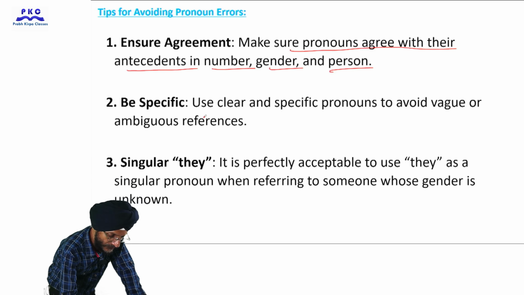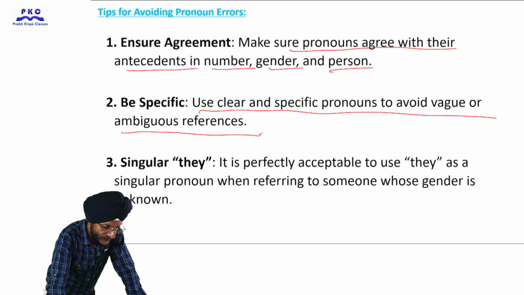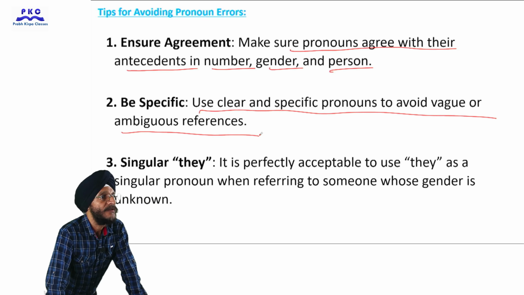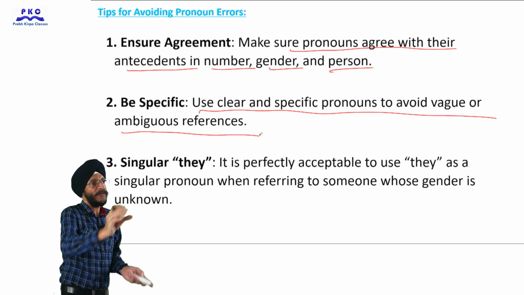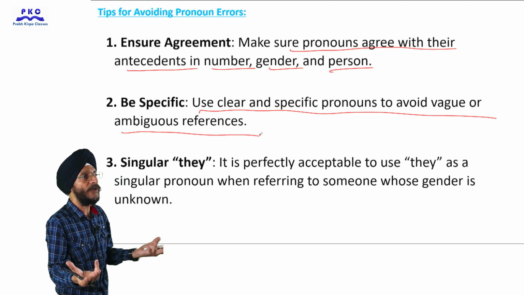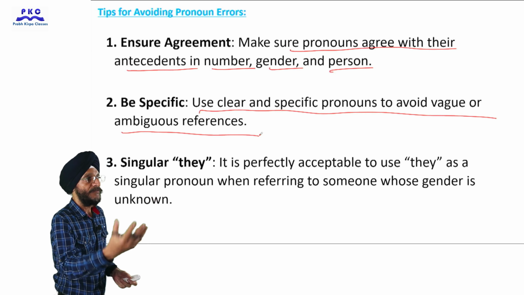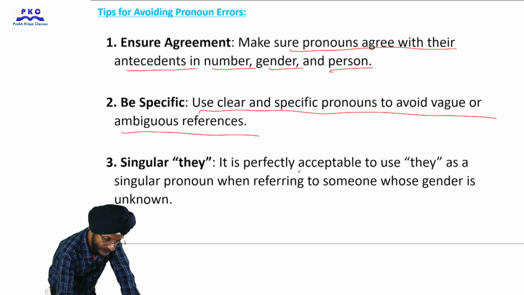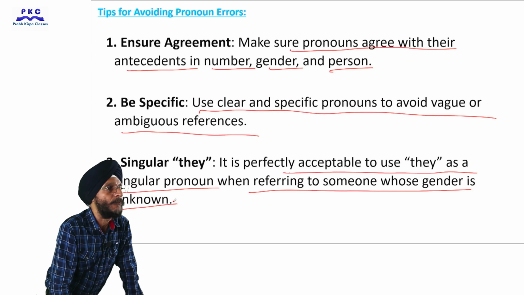Be specific. Use clear and specific pronouns to avoid vague or ambiguous references. Just as already discussed, when a phone was placed on the table, it broke. What broke? The table broke or the phone broke? We have to clarify clearly. Singular they: it is perfectly acceptable to use "they" as a singular pronoun when referring to someone whose gender is unknown.